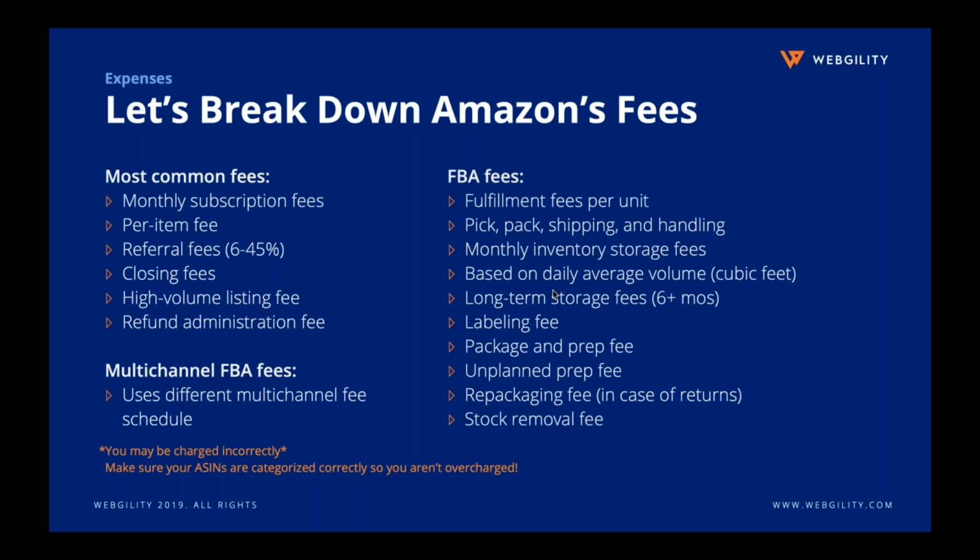professional plan. You of course have a per item fee that they are upfront about, usually on one of the first pages, and then they can change the fee whenever they want to and not necessarily tell you, or you might not be aware of when they change the fees. Referral fees, which can change from 6 to 45%, are variable. And then you have the closing fees, so you've got the listing fees.